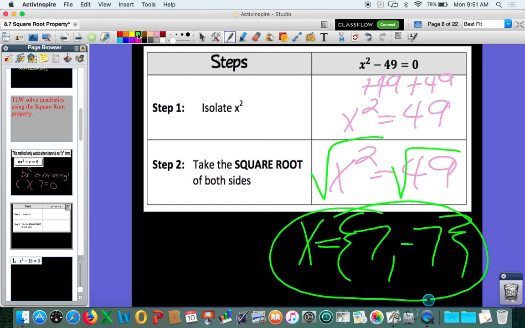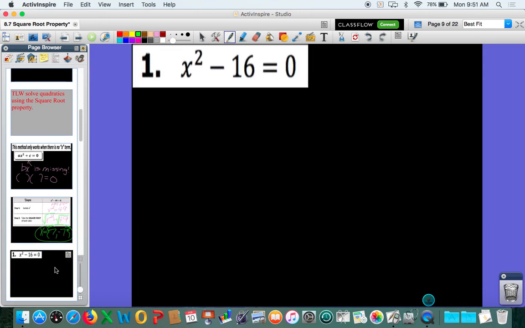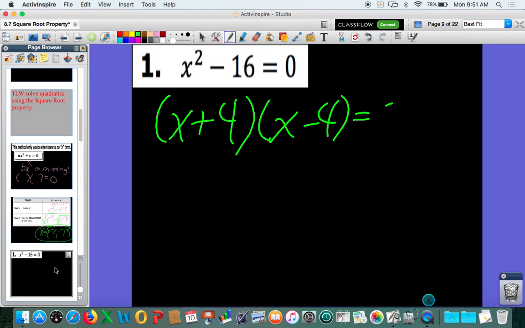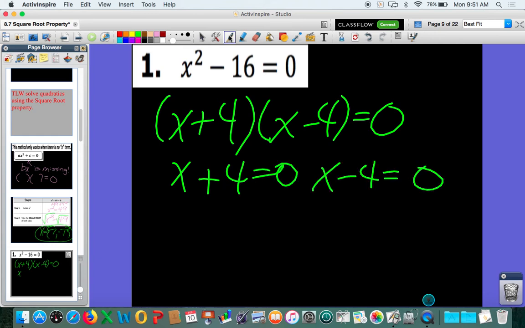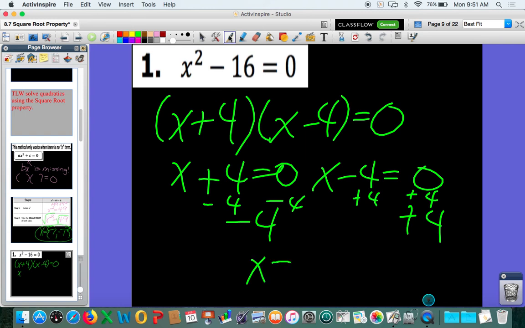So, we are going to check out this problem. Now, like I said, before we used to do x plus 4, x minus 4 equals 0. We would set each one equal to 0, and we would solve. So we would have x plus 4 equals 0, x minus 4 equals 0, and you would get negative 4 here and positive 4 here. So you would have x equals negative 4, positive 4. But we are going to do a much quicker method.